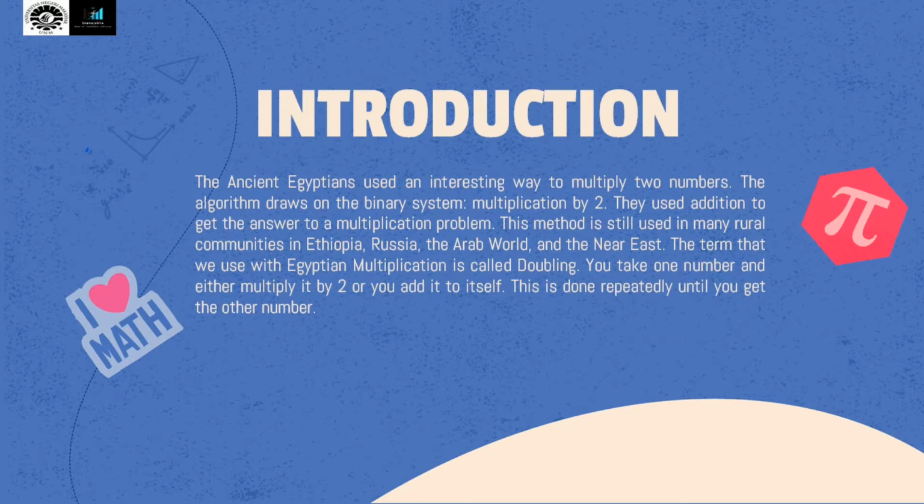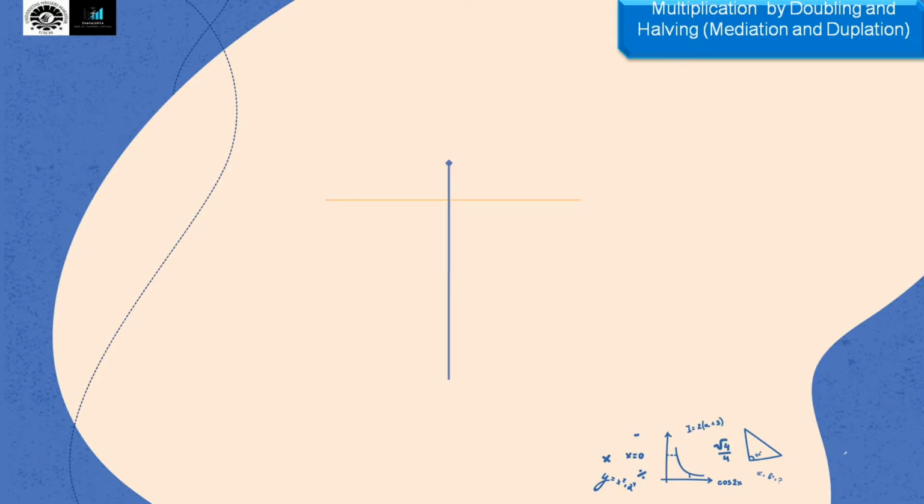The term that we use with Egyptian multiplication is called doubling. You take one number and either multiply it by 2 or add it to itself. This is done repeatedly until you get the other number. See this, to multiply two numbers by doubling and halving.